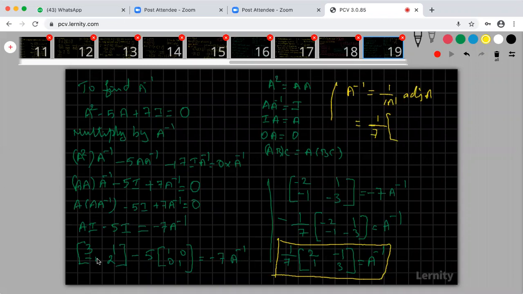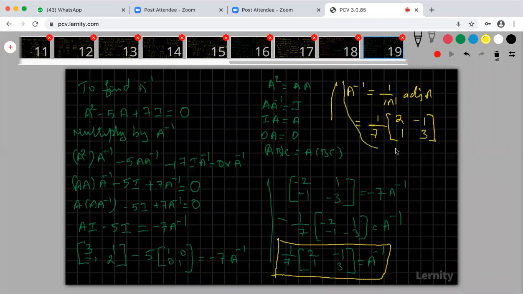Okay, what is adjoint of A? Adjoint of A means interchanging these two elements, 2 and 3, and sign change of these two elements. That is adjoint of A for a 2 by 2 matrix. Sign change. So therefore here it is plus 1, here it is minus 2. Okay, so therefore this is 1 by 7, 2, minus 1, 1, 3. So the same answer we are getting here. This is the A inverse.